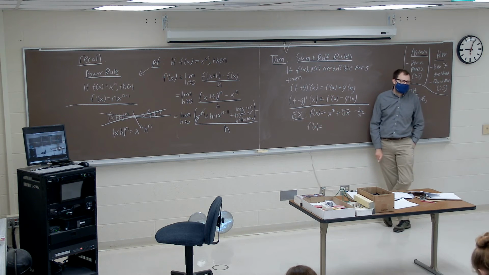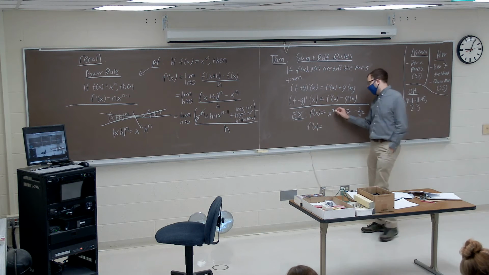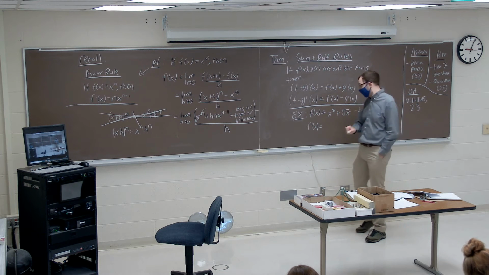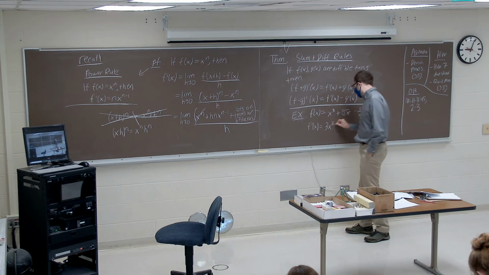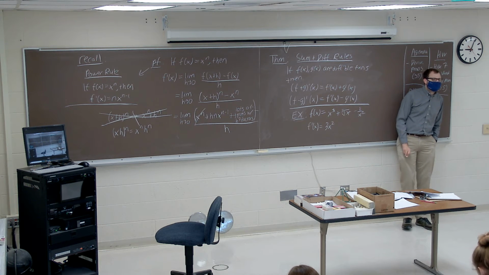So what are we going to get if we use the power rule to differentiate x cubed? 3x squared. Yeah, the 3 comes down in front as our n, and then when we subtract 1 from our exponent, we're going to get a 3x squared term. How about the cube root of x? A little bit trickier.